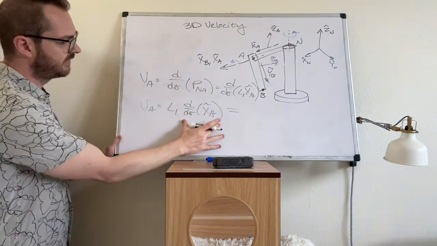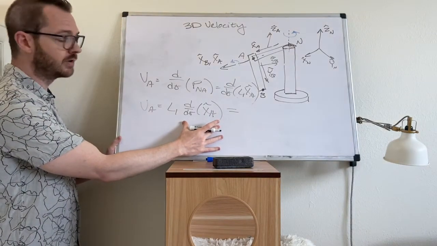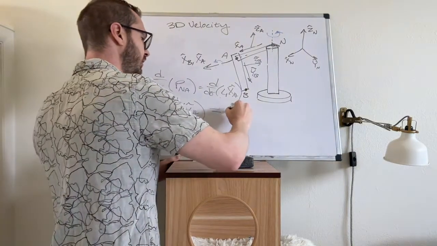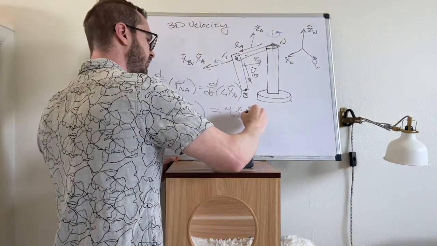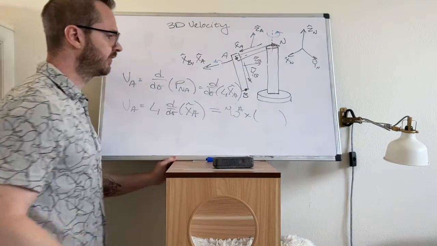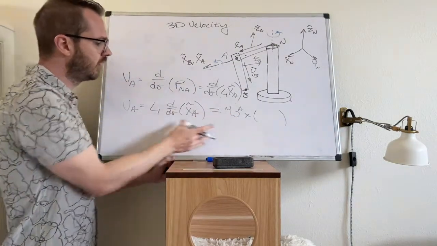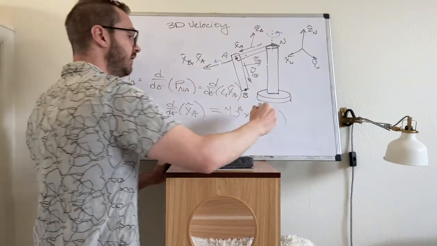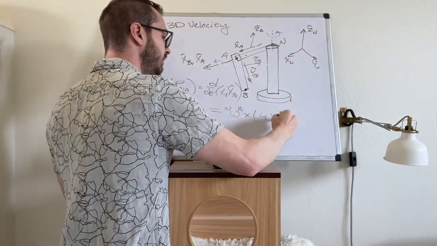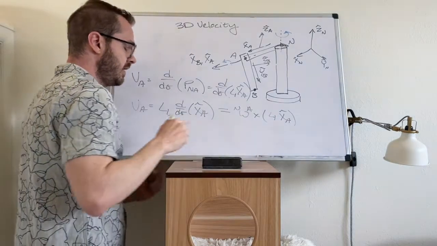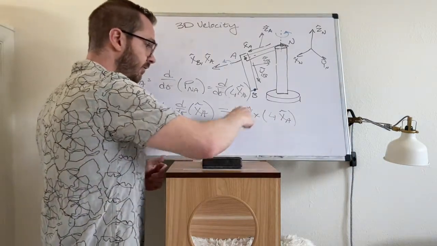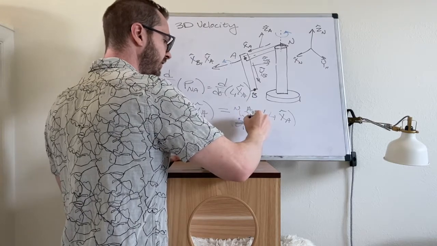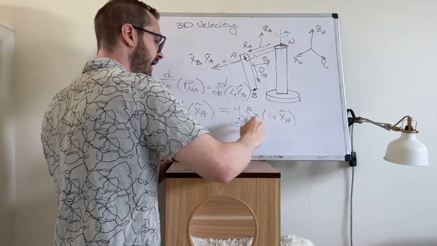Now, anytime you see d/dt of a moving frame, you can do transport theorem. I'm going to replace this term with omega N to A cross, and there's some vector here. What are we crossing it with? Well, where did this come from? This came from d/dt of L1 XA. So I'm going to bring in L1 XA. And what is omega N to A? We said that omega N to A was theta 1 dot ZA.